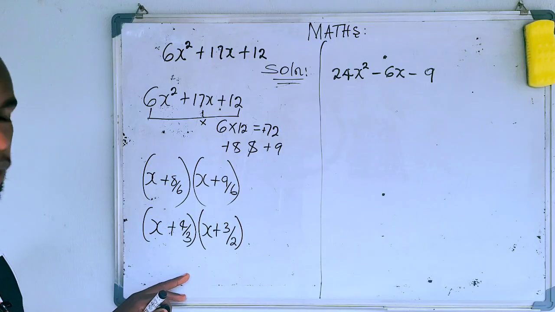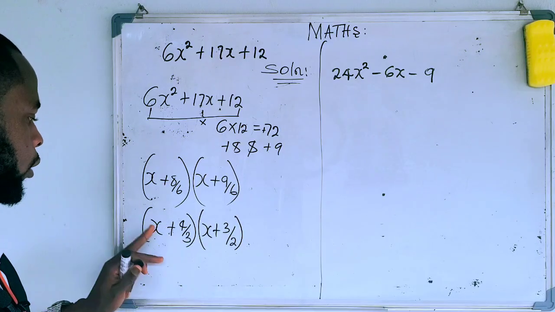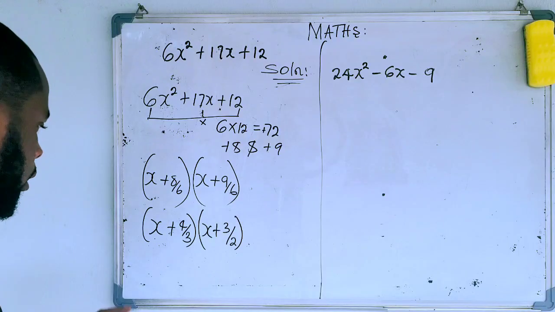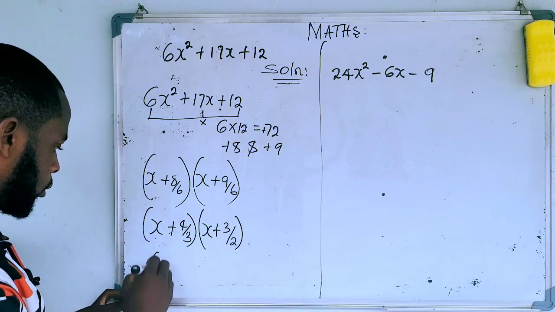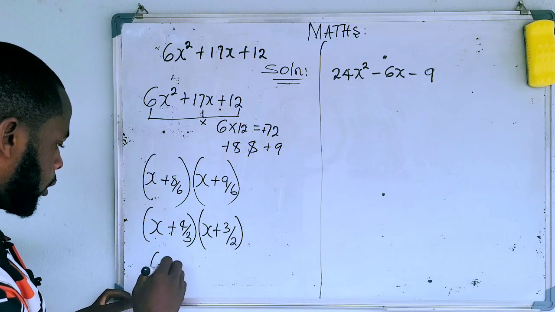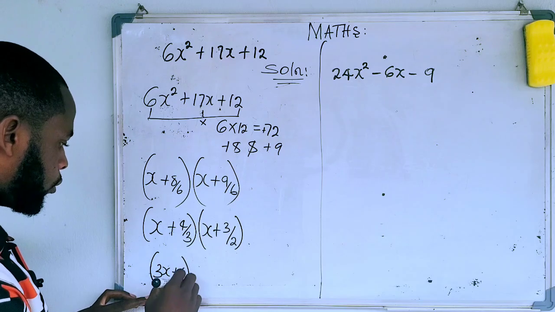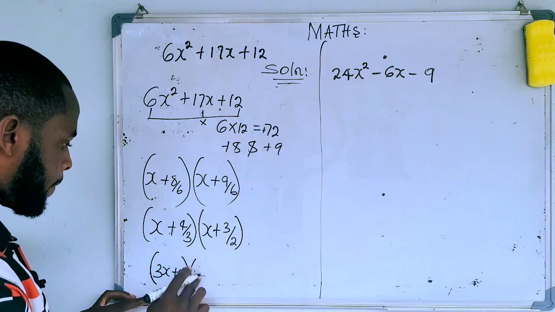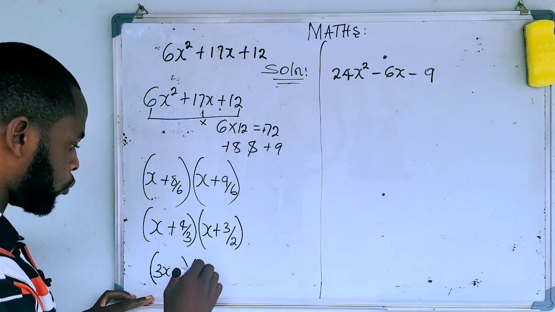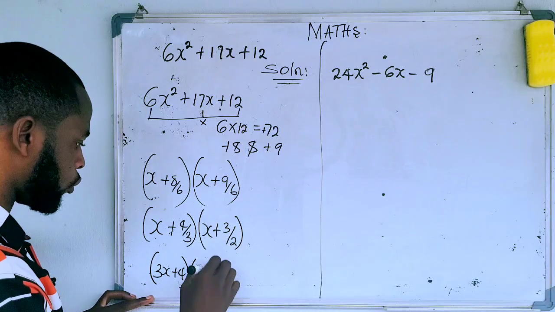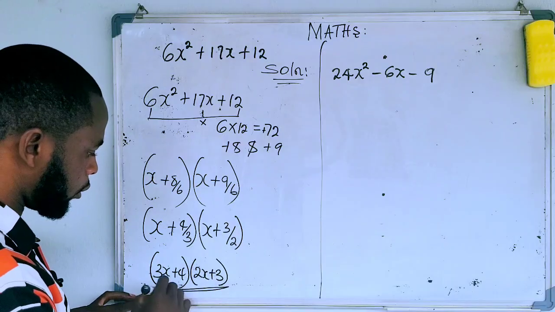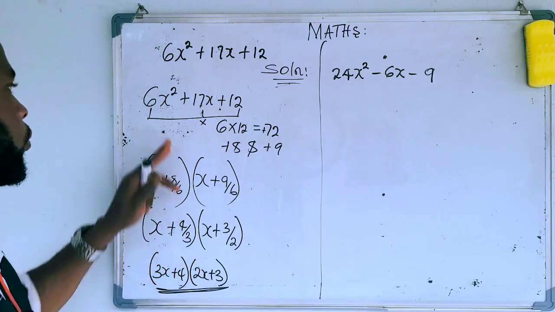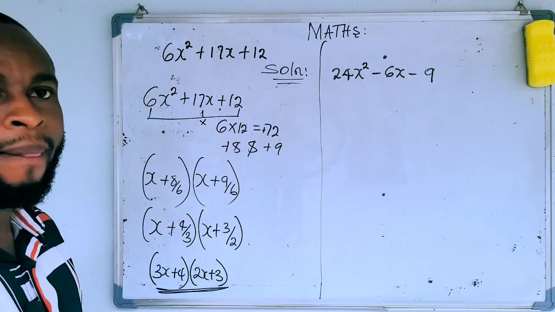Now, what you need to do is multiply this 3 by x and multiply this 2 by x. Then now the expression becomes 3x plus 4 and 2x plus 3, and this is the required expression. Now if you multiply this out, you get this exactly.